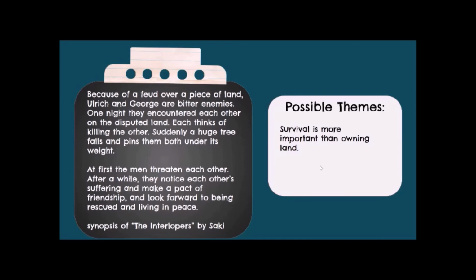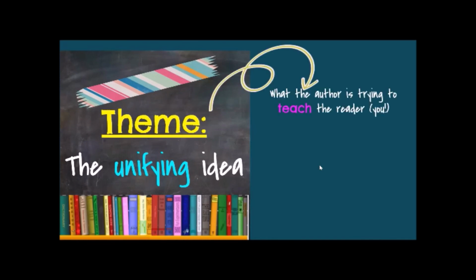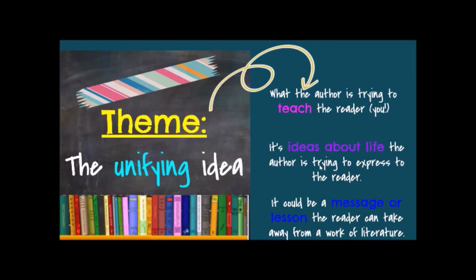Well, we can think survival is more important than owning land, or letting go of hatred feels good. So those are 2 possible themes that we can get out of this story. So I want you to remember that a theme is a unifying idea. And in order to find the theme, we are going to TAP. We're going to find out what the author is trying to teach us. It could be ideas about life, and it could be a message or a lesson that the author is trying to send us. So that's all I have. Remember to TAP when you're looking for a theme.